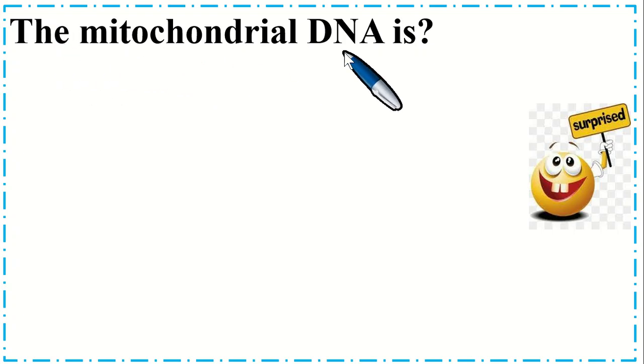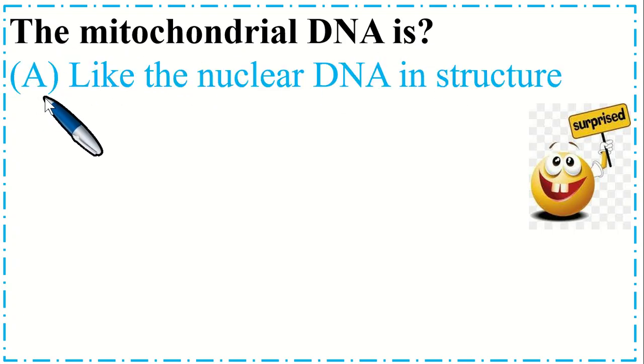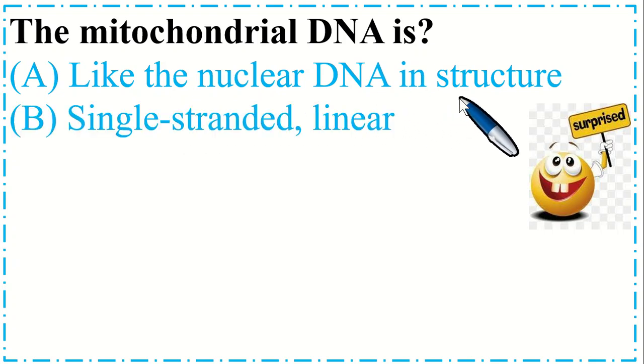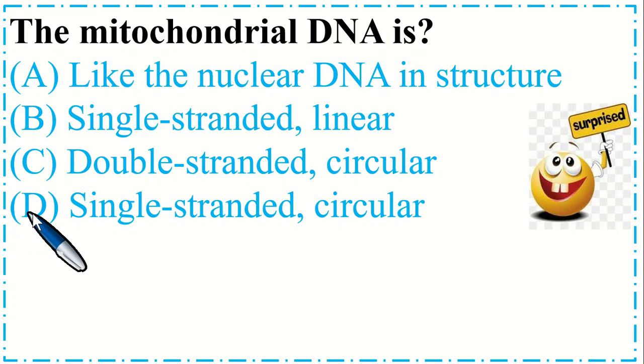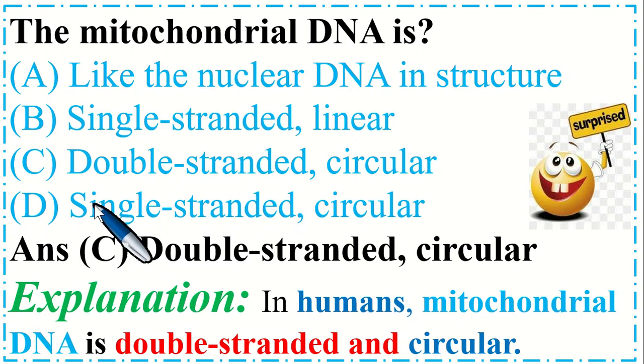The mitochondrial DNA is option A, like the nuclear DNA in structure. Option B, single-stranded linear. Option C, double-stranded circular. And option D, single-stranded circular. So the correct option is C, double-stranded circular. Explanation is, in humans, mitochondrial DNA is double-stranded and circular.